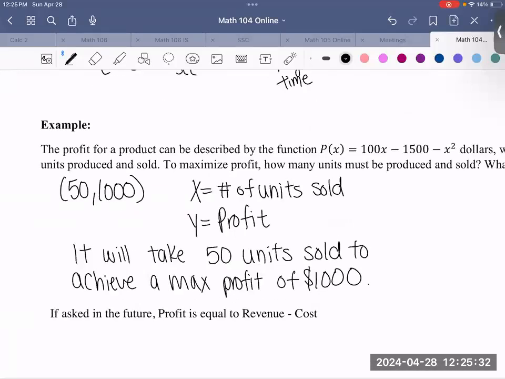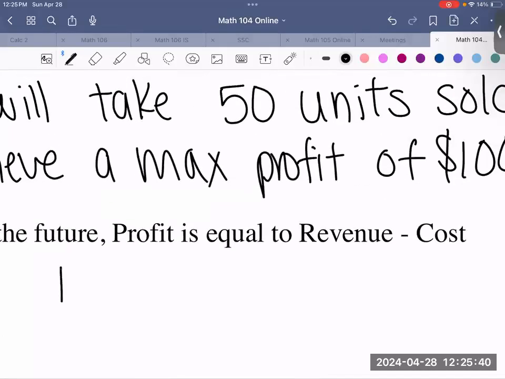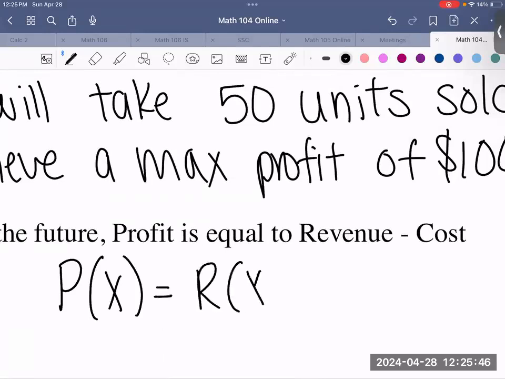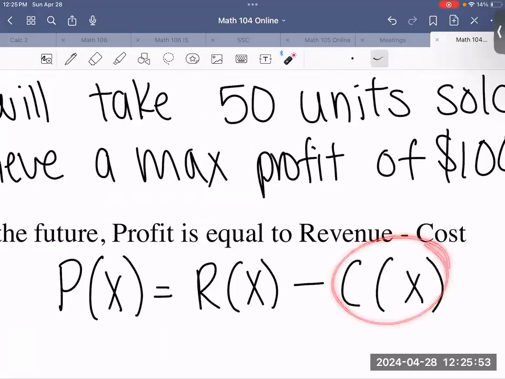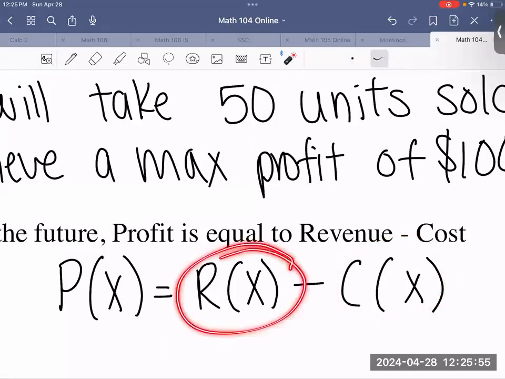Now, if you are asked in the future and you have something that says revenue and cost functions and to create a profit function, it's actually pretty straightforward. This just says your profit function is equal to your revenue function minus the cost function. So whatever you have for your cost, we're just going to subtract it away from how much you make, and there you would have your profit.